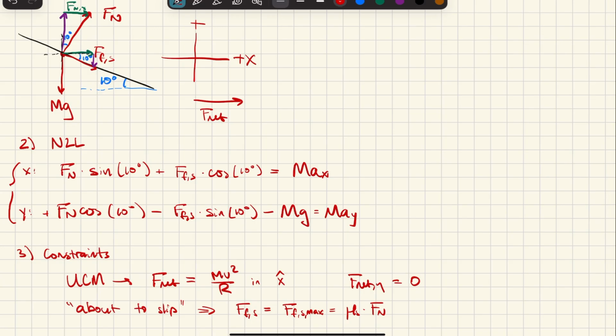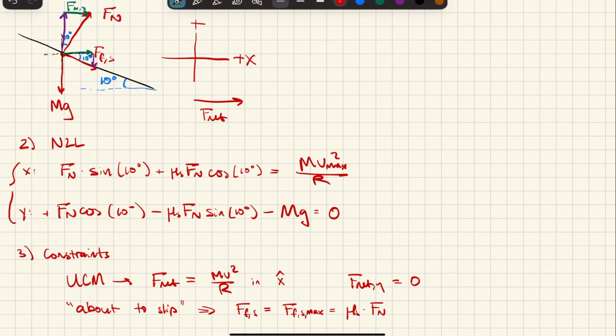So let's go ahead and make these substitutions into our Newton's second law equation. Our first one, the UCM constraint, tells us that the right-hand side of the x equation should be m v max squared over r. The about to slip condition tells us that the friction force must be mu static times Fn, so we can erase both of these, and these become mu static Fn. And the last constraint is that there's nothing interesting going on in the vertical direction, so this guy is 0. And so these are our full sets of Newton's second law equations.